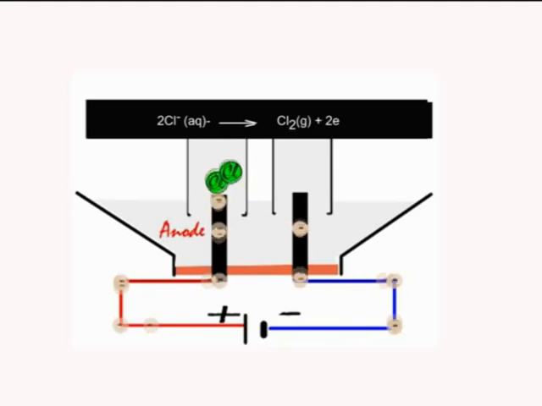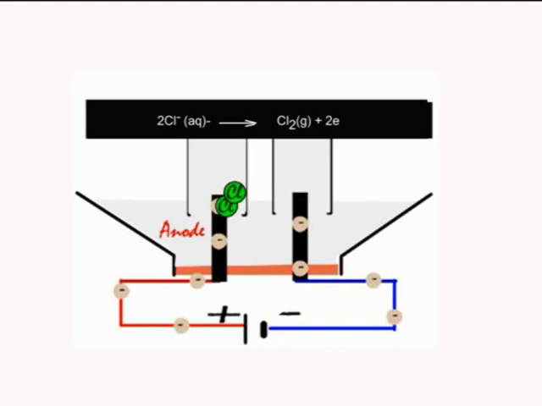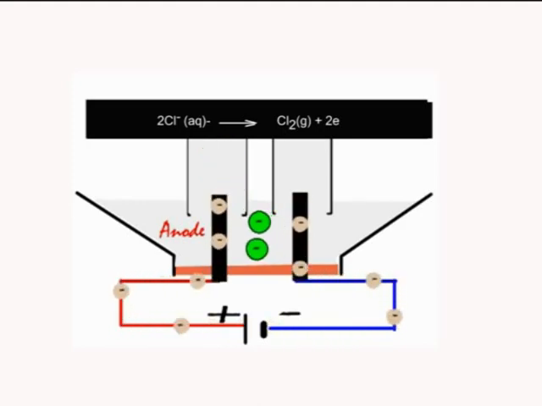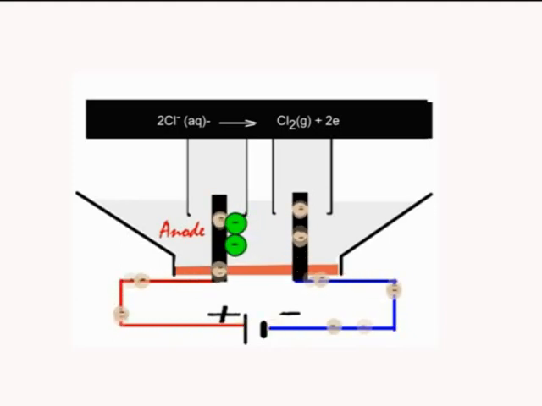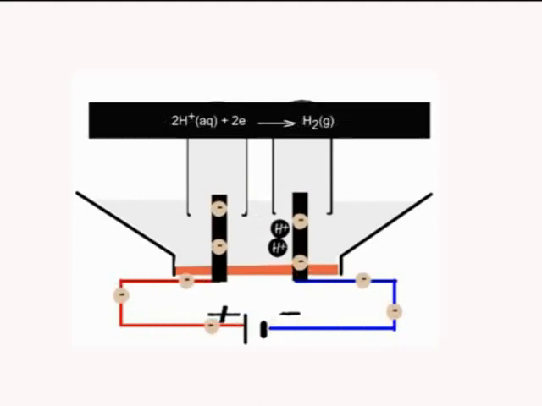So you can see the chloride ions migrating to the anode. They lose the electrons and they become chlorine gas. Now again at the cathode, you can see the hydrogen ions migrating and they gain electrons to become hydrogen gas.